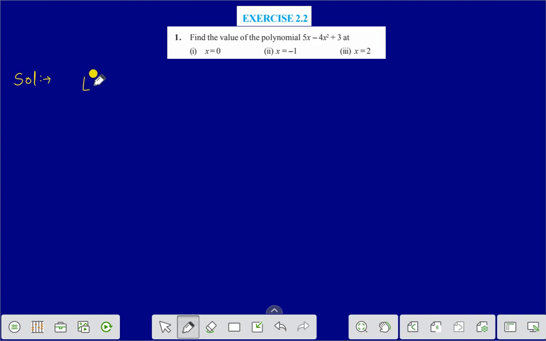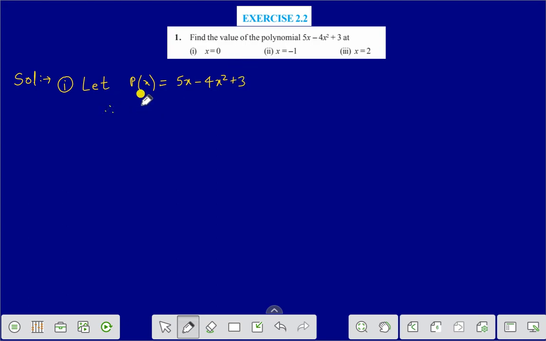Let p(x) is equal to 5x minus 4x square plus 3.